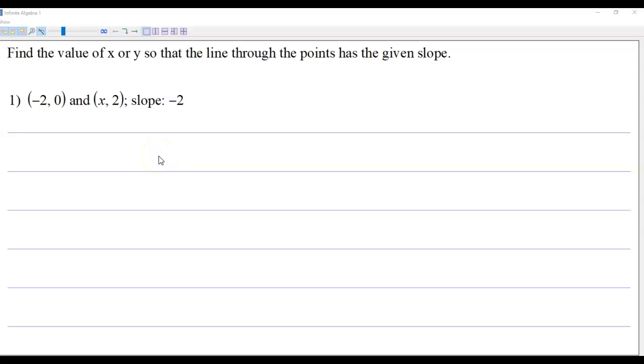Have you ever seen slope presented this way? I'm actually recording this lecture because it's new. I think it's brand new material.